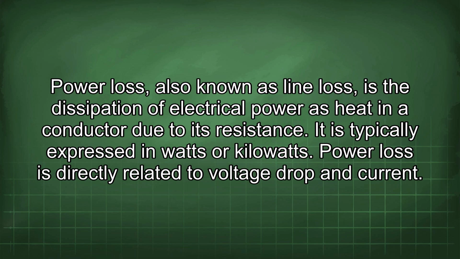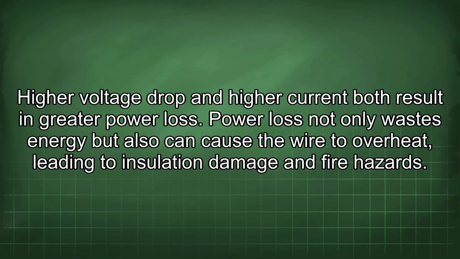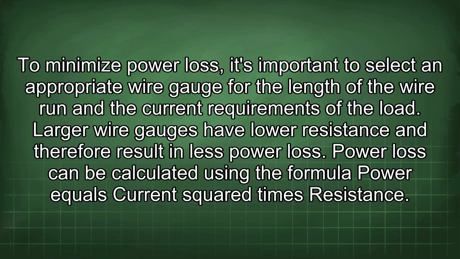Power loss is directly related to voltage drop and current. Higher voltage drop and higher current both result in greater power loss. Power loss not only wastes energy, but also can cause the wire to overheat, leading to insulation damage and fire hazards. To minimize power loss, it's important to select an appropriate wire gauge for the length of the wire run and the current requirements of the load.